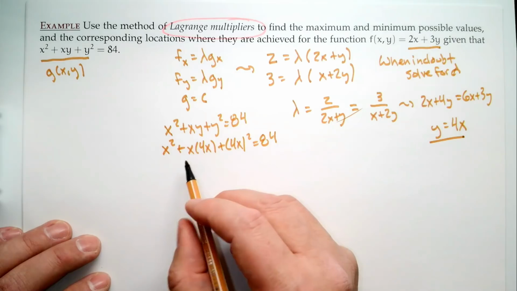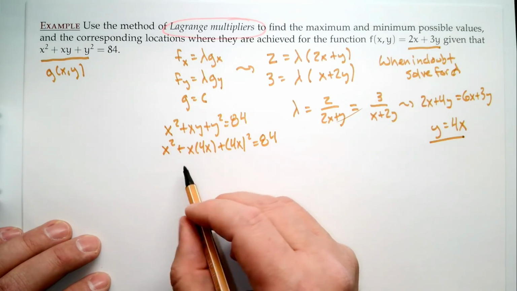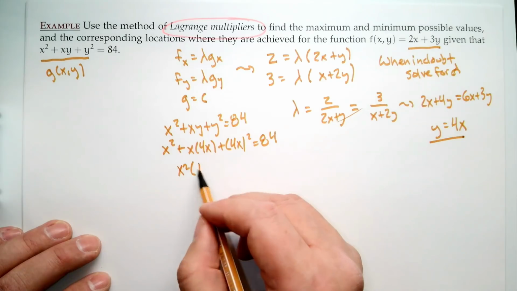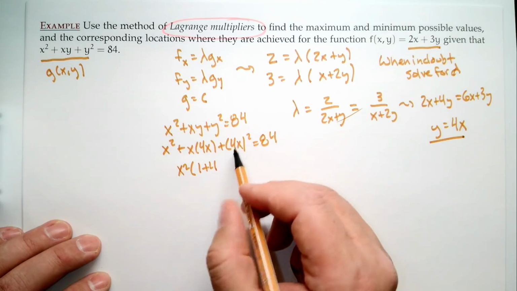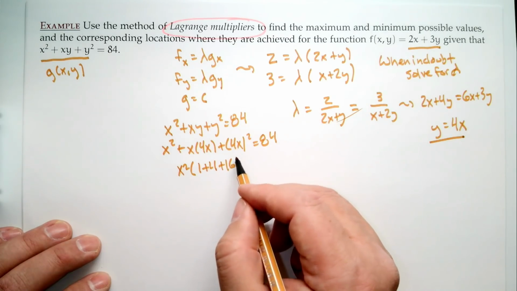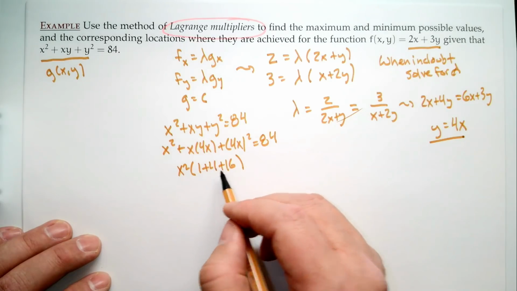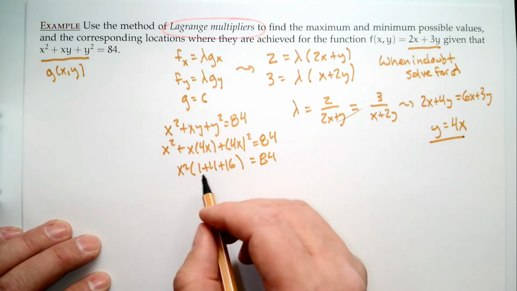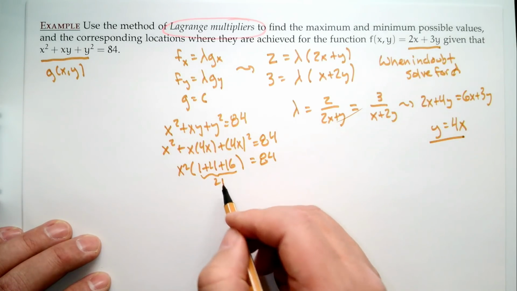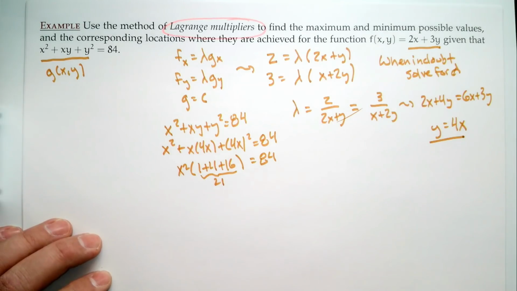And you'll notice that something beautiful has happened here. It really has become x squared. And then there's one of those. Here it's 4x squared. And here you have 16x squared. So x squared times 1 plus 4 plus 16 equals 84. Now 1 plus 4 plus 16 is 21. So 21x squared equals 84.